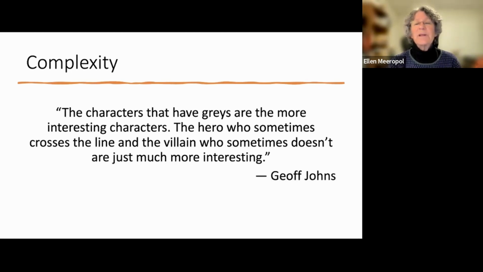And really an interesting corollary from Geoff Johns, who is a comic book author and screenwriter. He says, the characters who have grays are the more interesting characters. The hero who sometimes crosses the line and the villain who sometimes doesn't are just much more interesting. Food for thought.